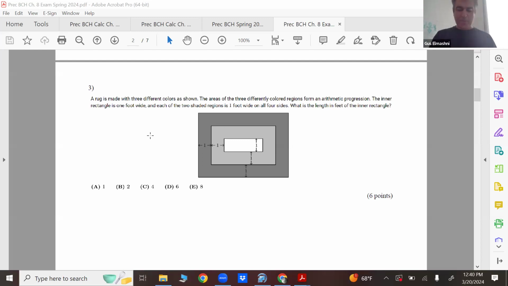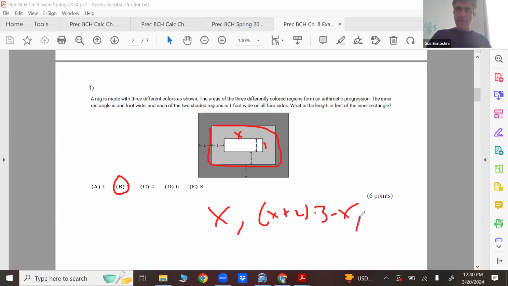Now, for number 3, guys, quiet, please. Thank you. The answer is B. I'm hoping these instructions are clear, but I know a lot of graphs. What's the area? This right here is area 1, that's another area. If you set it up as an arithmetic progression, the first area is x. The next one is the whole rectangle minus the inside. So you do x plus 2 as the width. The height, of course, is 3, subtracting the inside, which is x. And the third term is going to be this.